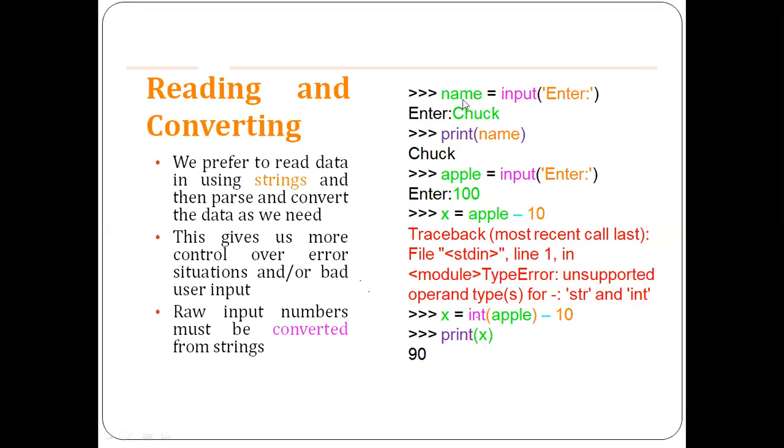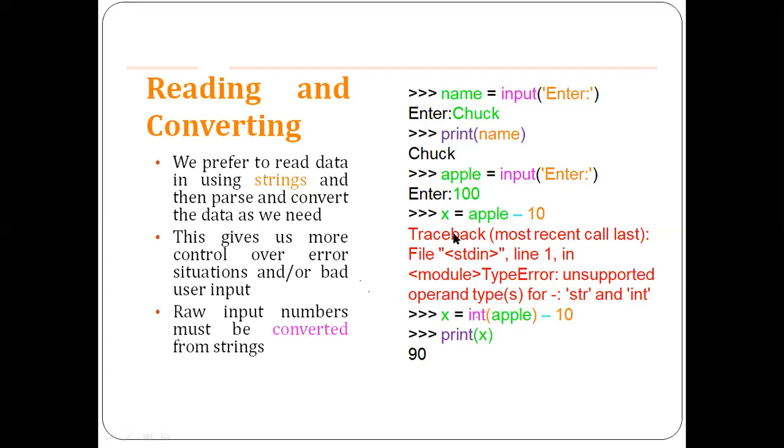Look at these examples. name equal to input, enter. Enter is something we are asking the user to enter. He enters something called Chuck. Now I'll print the value of name on the terminal, that is Chuck. Now apple equal to input, enter 100, we will enter it. Now we don't know whether 100 is a character or an integer.